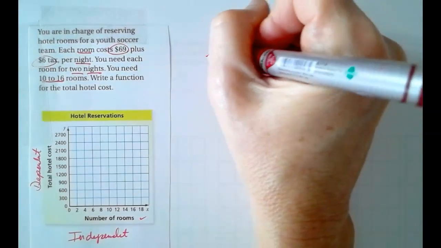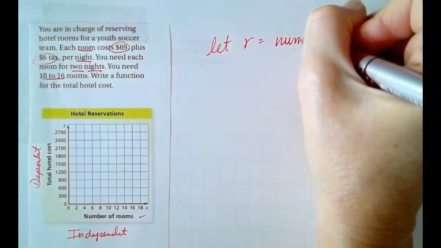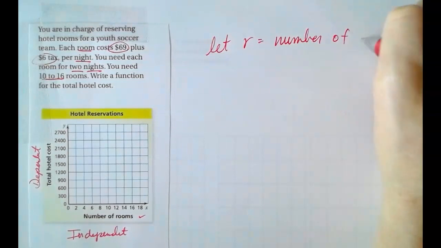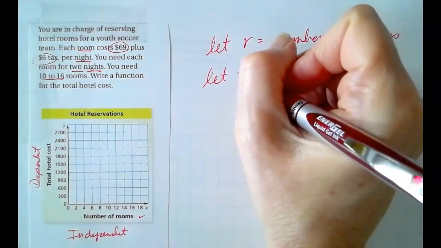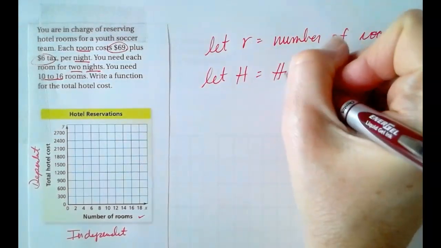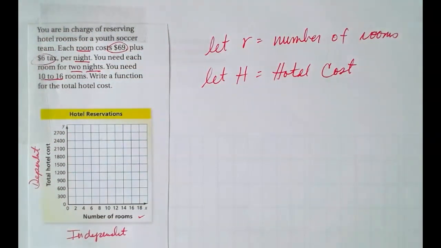So we are going to let R represent our number of rooms. The number of rooms we need is R. We will let H be the hotel cost. So those are our two variables. Those are the ones we're going to plug into our function.